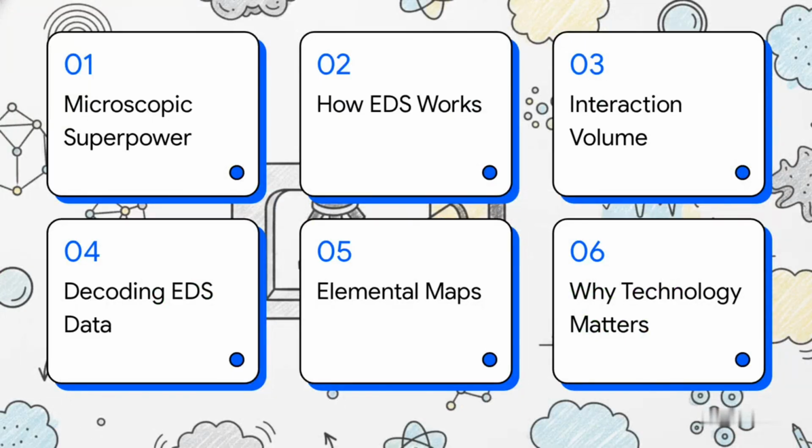So, here is our game plan for today. We're going to start by defining this microscopic superpower. Then we'll break down how the machine actually works, zoom right into the interaction volume, decode the data it spits out, explore elemental maps, and finally wrap up with why this technology is an absolute game changer.